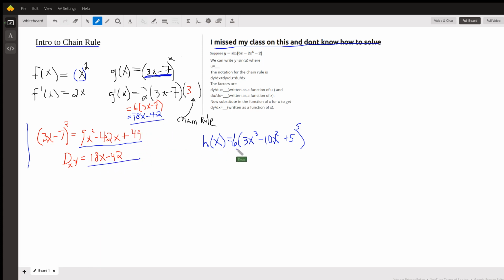But if you have something like this, h of x, there's no way you want to raise this trinomial to the 5th power and get this big long 6-term thing. So you apply the chain rule. Again, you mentally think of this expression inside the parentheses as u. And so it's really 6u to the 5th.